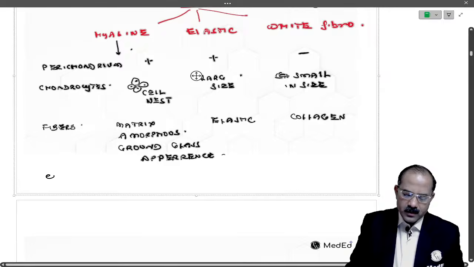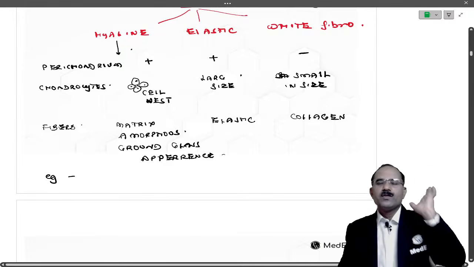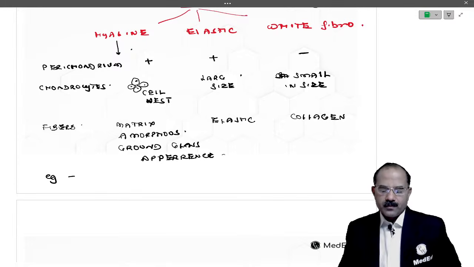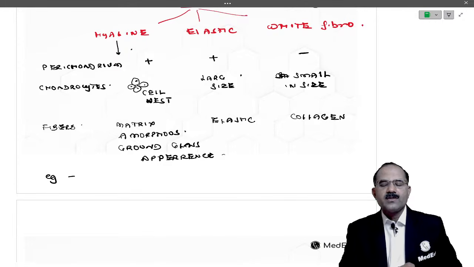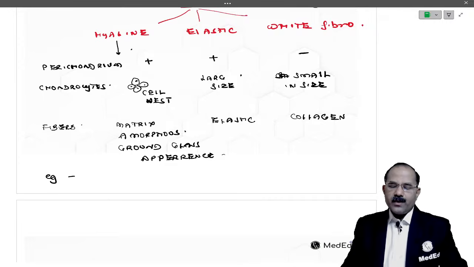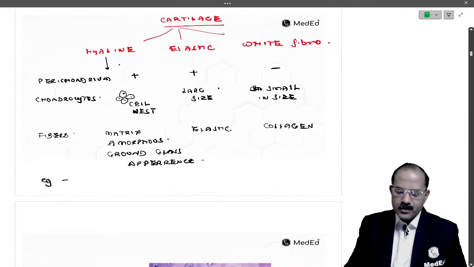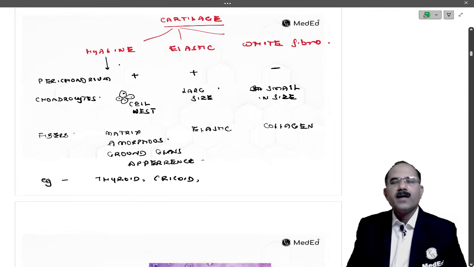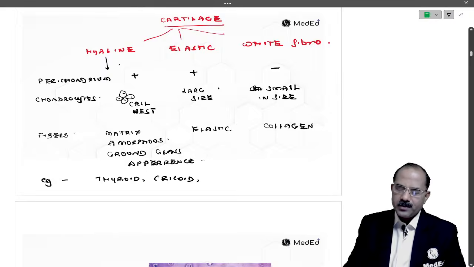Tell me examples. Examples of hyaline cartilage. चलो बोलो बच्चों. This you should know. This comes as an MCQ. This is asked in the vivas also. Yes, translucent. Very good. Very good, Vinay. Example of hyaline cartilage: thyroid, cricoid, trachea. Thyroid, cricoid, trachea. These are all examples of hyaline cartilage.